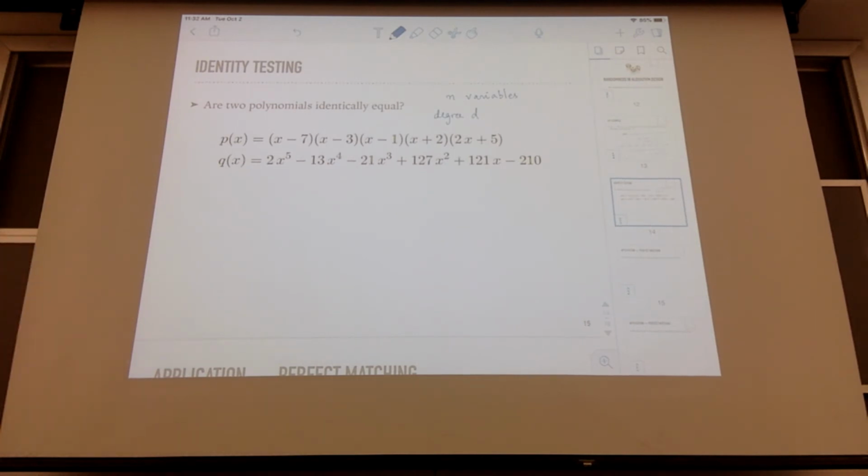But if you had an n-variable polynomial of degree d, the number of coefficients can be something like n choose d. You can have a ton of coefficients, and this can quickly become exponential. I'll show you an example in a little bit. So this can cause problems, but it turns out there is a very simple algorithm. Say we pick a random x in some interval. Let's say we pick a random integer in the interval 1 to 20 or something, and check if p of x equals q of x.